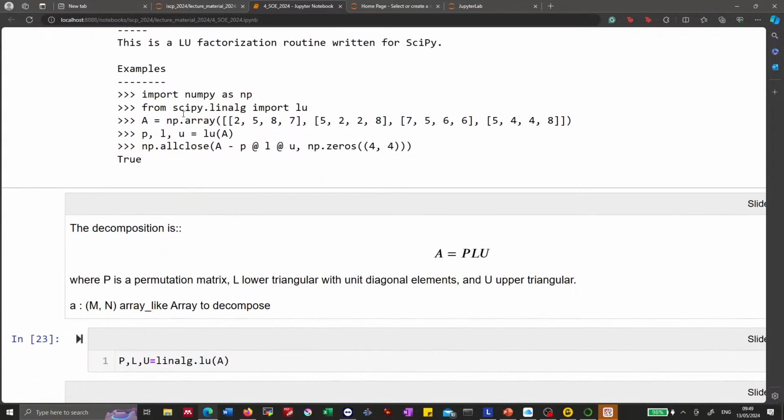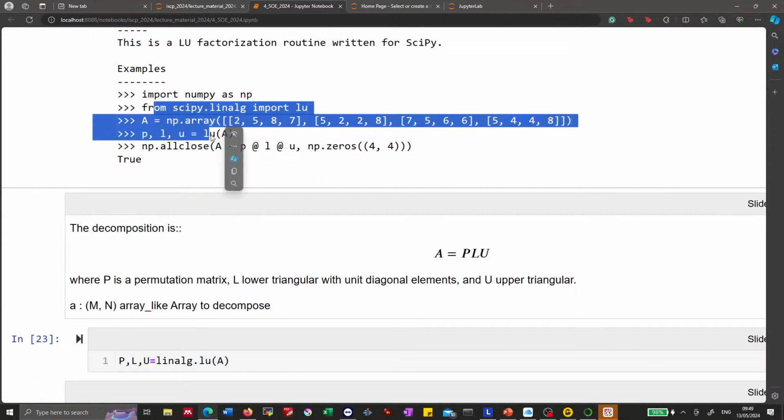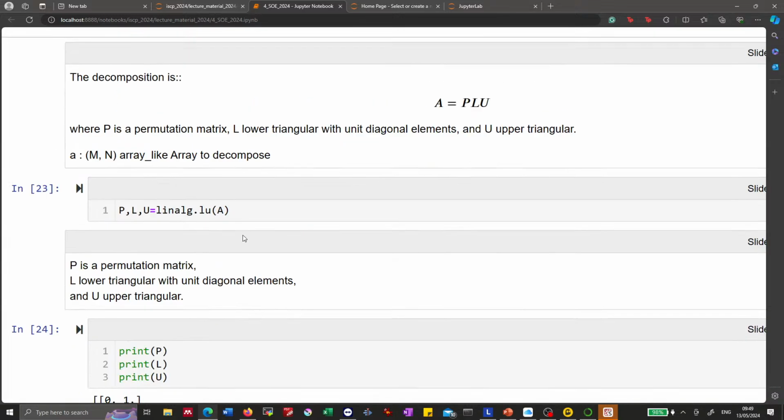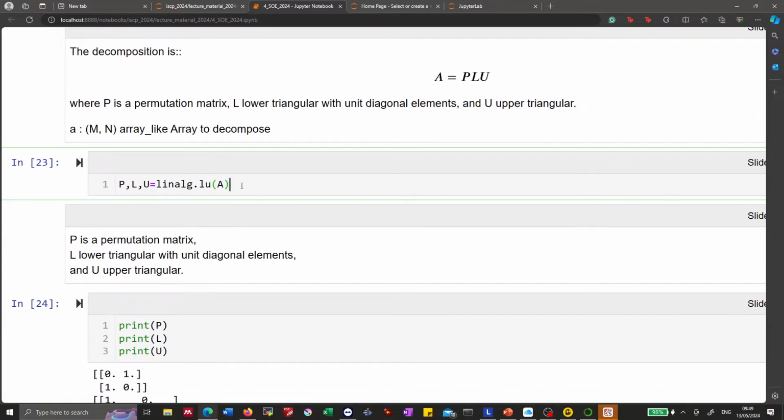There are a few examples which you can explore yourself, but we try our example. Now, how do I call the function, right? The linear algebra module, which I just imported from SciPy, then LU, and then A.